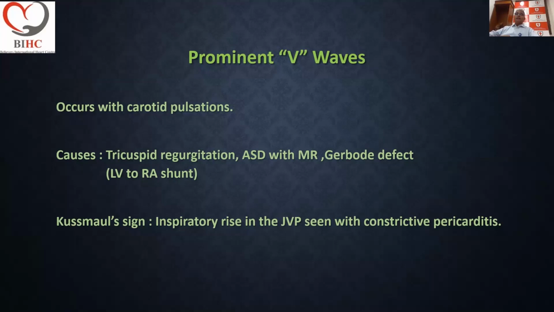In Kussmaul's sign, there is an inspiratory rise in the JVP, which is seen with constrictive pericarditis.